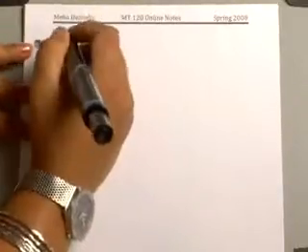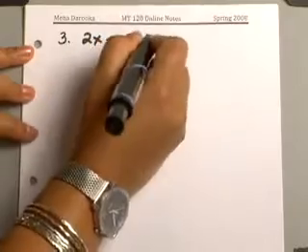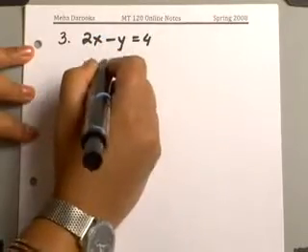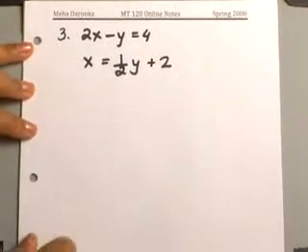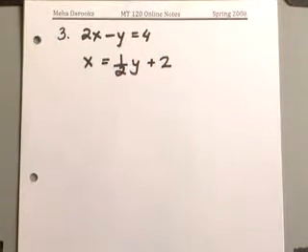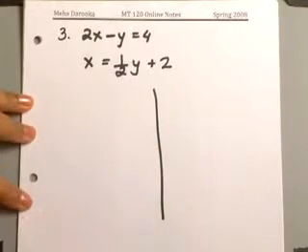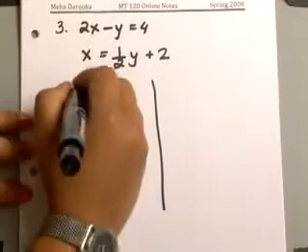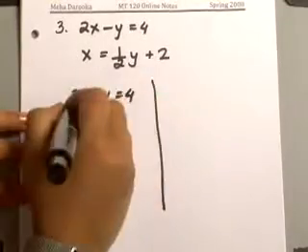And in this one, we're talking about the system 2x minus y equals 4 and x equals 1/2 y plus 2. We're going to try and do the same thing here, solve each one of the equations for y, look at their slope and y-intercepts, and try and decide what sort of a system we have here, what kind of solutions we can expect. So 2x minus y equals 4.